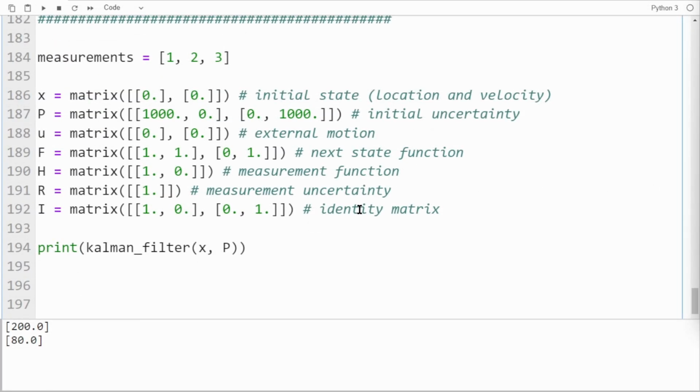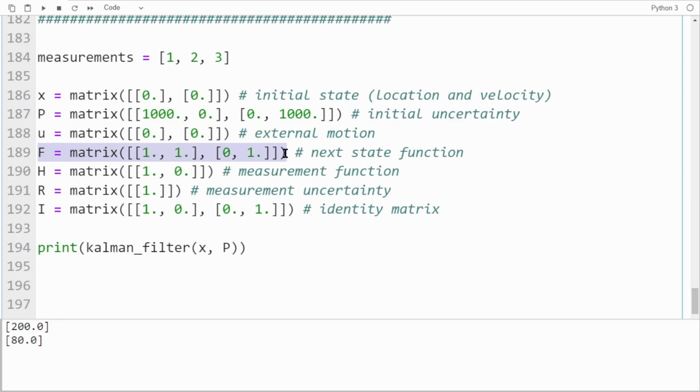So using my matrix libraries, I set an initial state. This is a tracking in 1D where the state is the position and the velocity. I initialize both with 0 because I don't know the actual location and the velocity. I give an uncertainty matrix where I have a really high uncertainty in the position and a really high uncertainty in the velocity, and they're both uncorrelated. That's the matrix of 1000, 0, 0, 1000. I specify an external motion, but it's 0, 0, so it has no effect, so just ignore this.